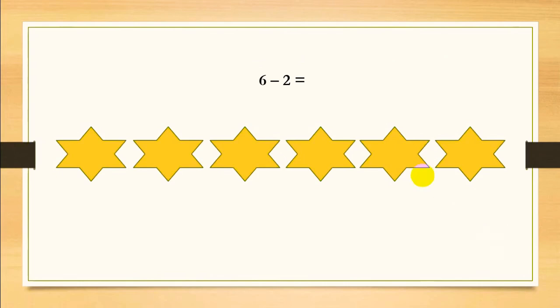For example, I am given this sum, 6 minus 2. I am going to cut 2 stars from here. Now let's count how many are left. 1, 2, 3 and 4. So 4 is my answer and the difference between 6 and 2 is 4.